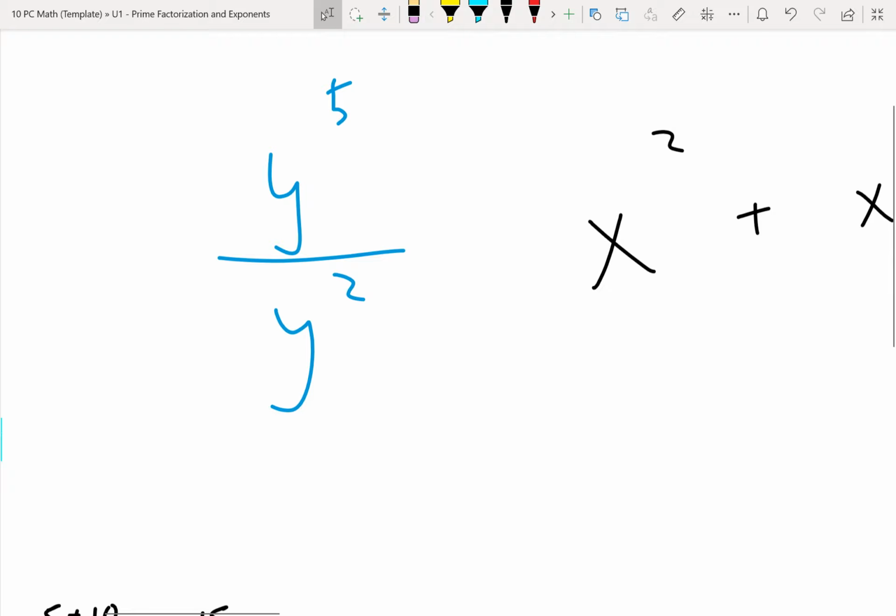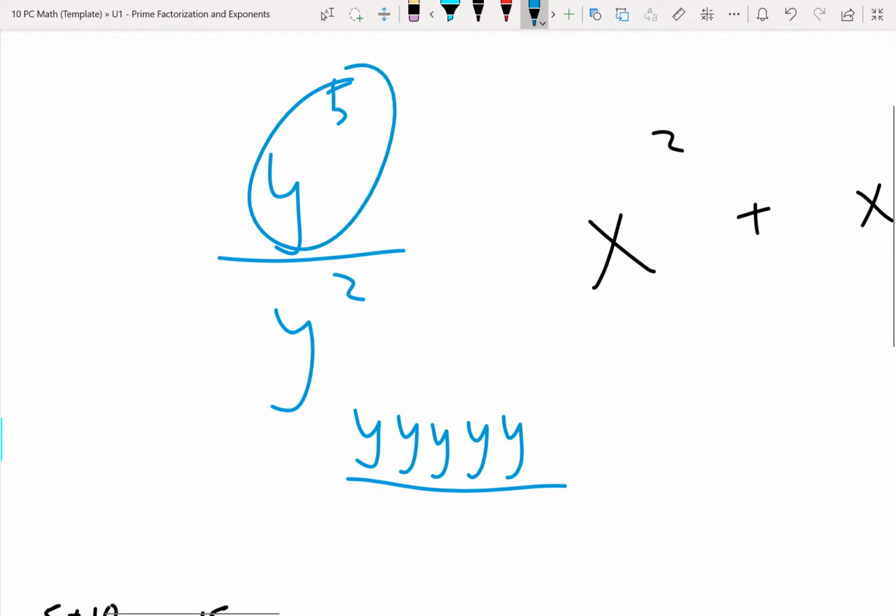When we're dividing, we're doing the opposite of what we just did. So instead of adding, we're going to subtract. It looks like this. So instead, I'm going to rewrite it again. So this becomes 1, 2, 3, 4, 5. Y is on top. That's the y to the power of 5. And then 2 on the bottom.